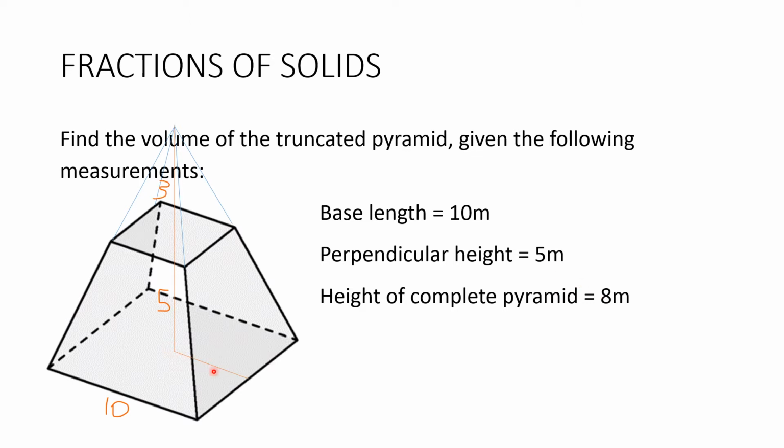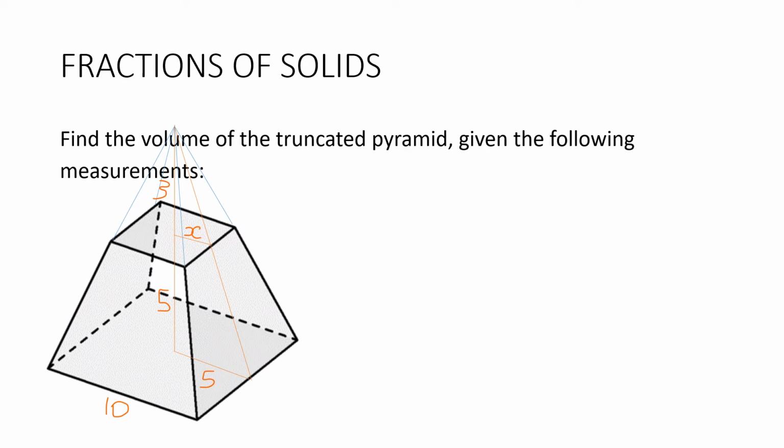Now this distance along here will be half of that base length, so that's going to be 5 as well. Now what we're going to do is construct the right angle triangle there, and we need to figure out this distance here, so we're going to do similar triangles. Okay, we can do x over 5 is equal to 3 over 8. And multiplying both sides by 5, x is equal to 1.875 meters. Now that's that distance there. We need the full distance across, so we're going to double it, which gives us 3.75.